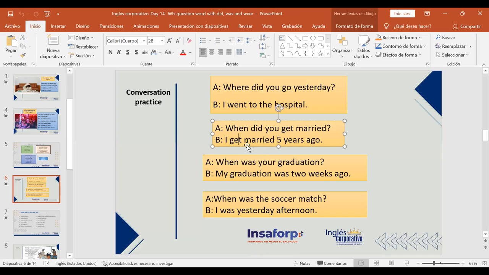As it is in past, what is the past of the verb get? Got. Got, okay. So we're going to change that here. I got married 5 years ago.